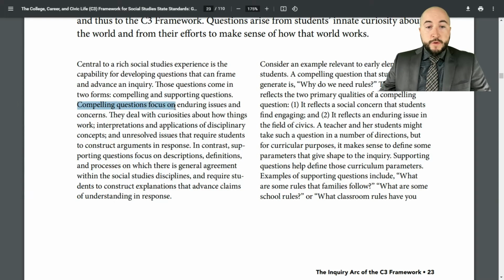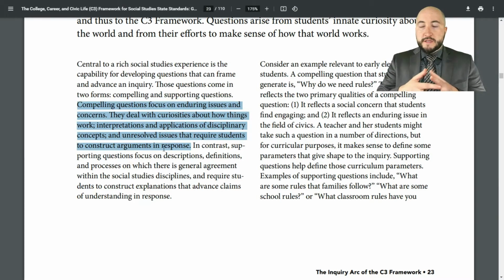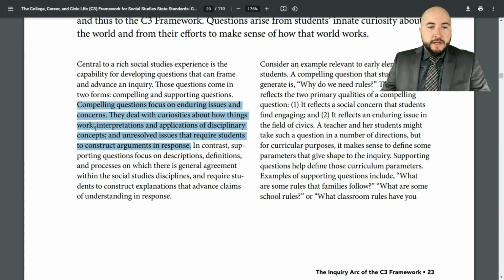Compelling questions focus on enduring issues and concerns. They deal with curiosities about how things work, interpretations and applications of disciplinary concepts, unresolved issues that require students to construct arguments in response. So we really see what the point of this is, and we go all the way back to our second video where we talk about creating that end task that's really relevant to what's happening today. And we want students to be able to ask questions that will help drive them to that end task. So that's a compelling question.